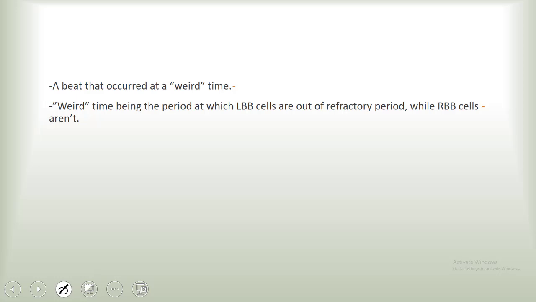Now, simply stated, the Ashman phenomenon is a beat that has occurred at a weird time. That's the time in which the cells of the left bundle branch are out of refractory period. However, the cells of the right bundle branch are still in refractory period. And that is the Ashman phenomenon.